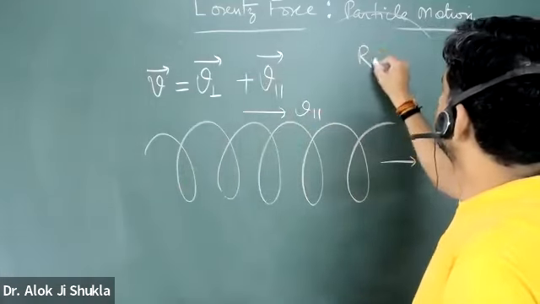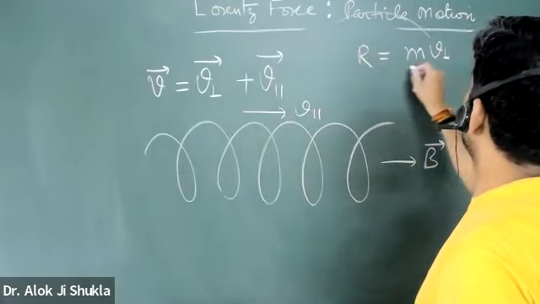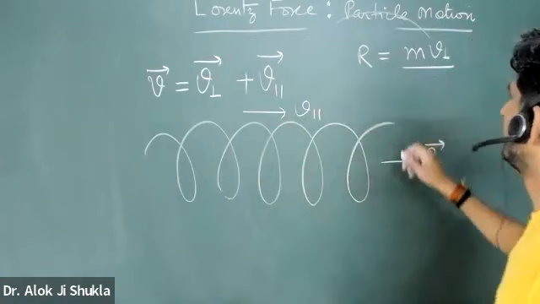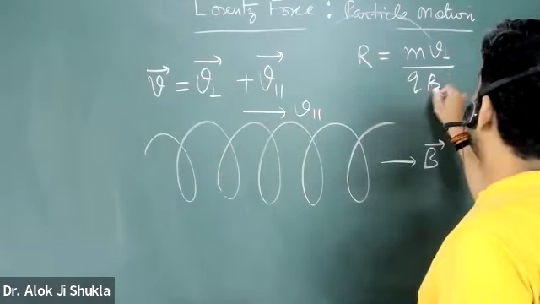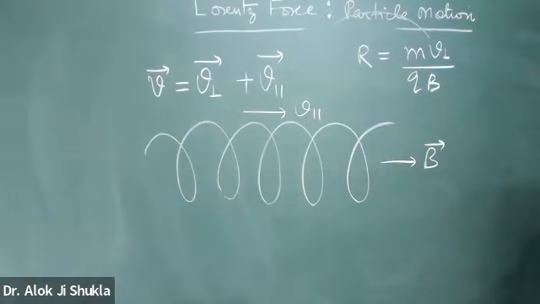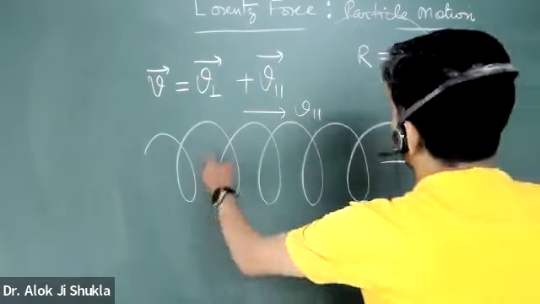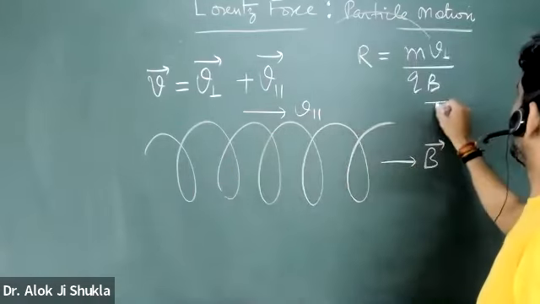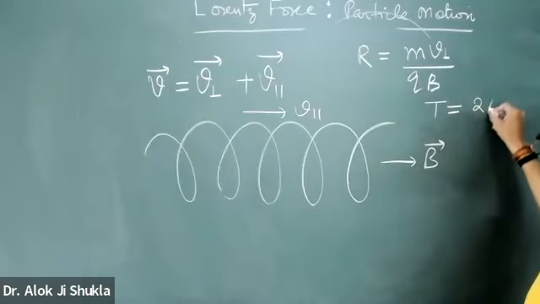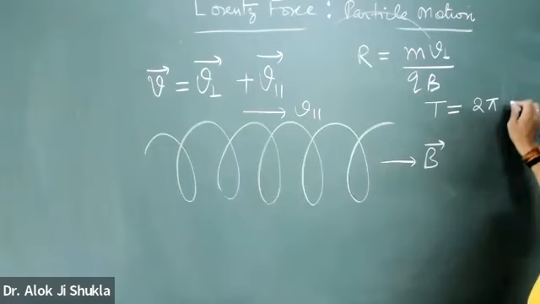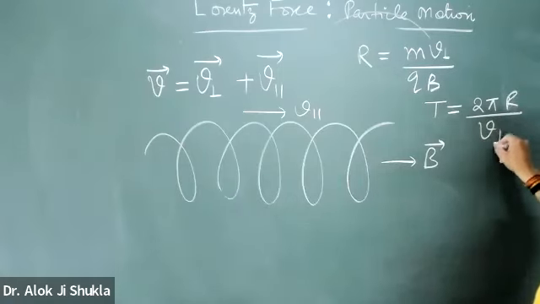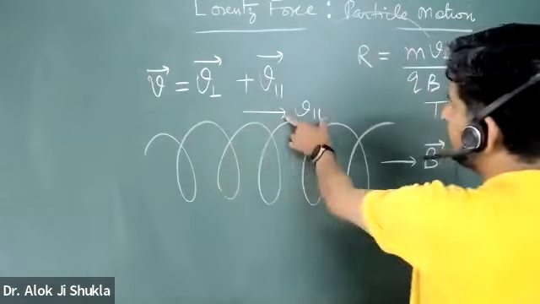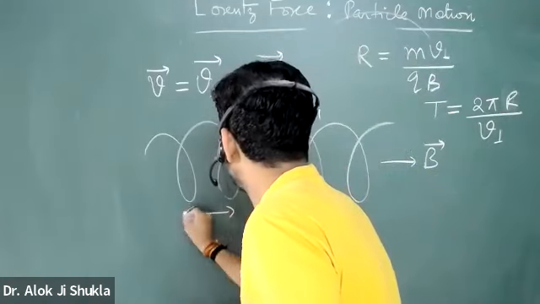ठीक है? तो अब अगर मैं पूरी चीज को देखूं तो I can calculate this radius also. What will be this radius? Radius will be m v perpendicular upon qB, ना? r is equal to mv by qB. This will be the radius of this motion, and also I can calculate the time period. Time period क्या होता है? Distance upon speed. So 2πr by speed, which is v perpendicular. This will be the time period of one revolution, and in one revolution, because of this parallel velocity, it will move ahead. So this is called pitch.